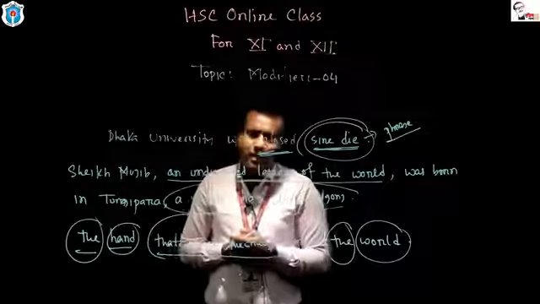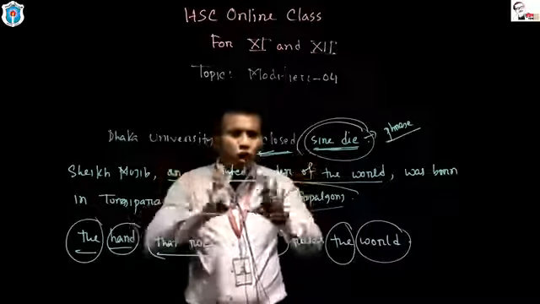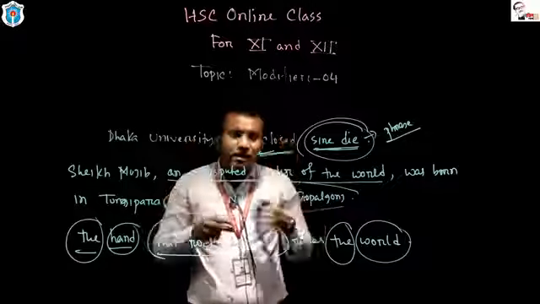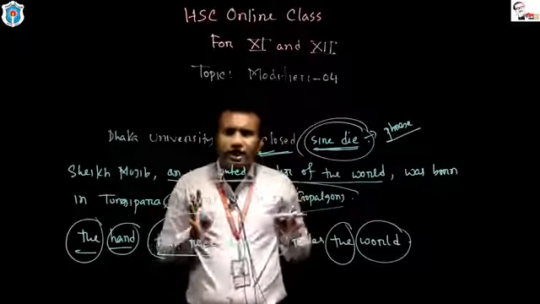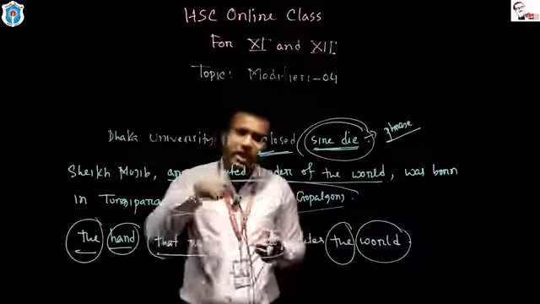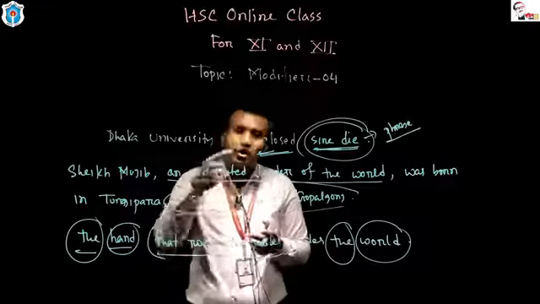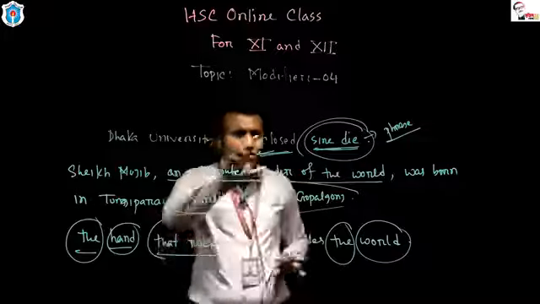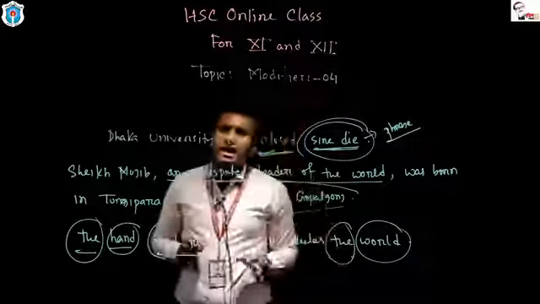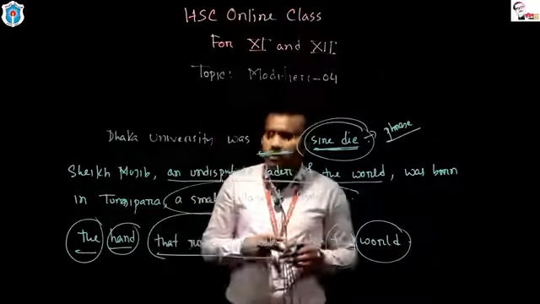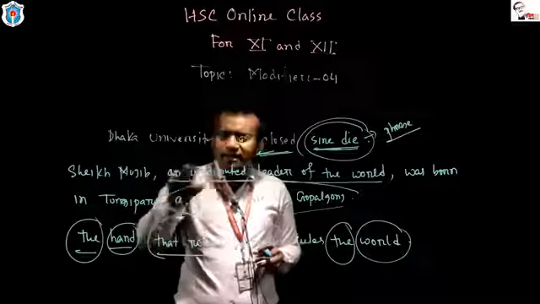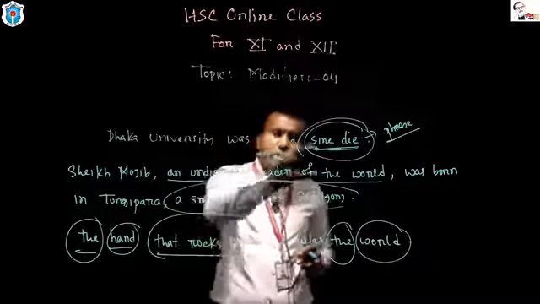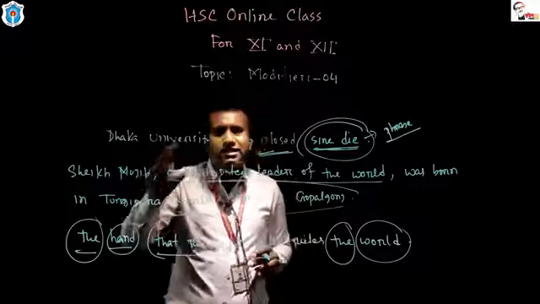Yes, students. Actually, I have taught you all this, but I have repeated it. Why? You have forgotten these things. That's why I want to remind you. That's why I have repeated. Don't take me in a different way. So, according to the first sentence, sign die is a phrase and it's a modifier. According to the second sentence, an undisputed leader of the world is a phrase and it's a modifier.